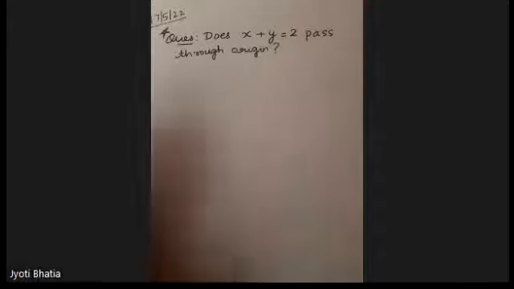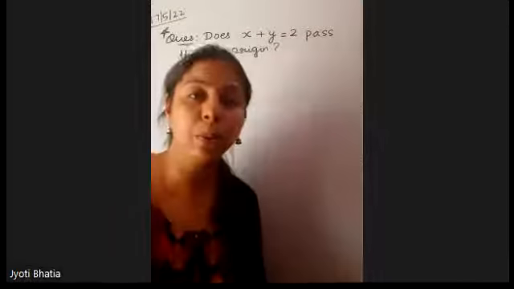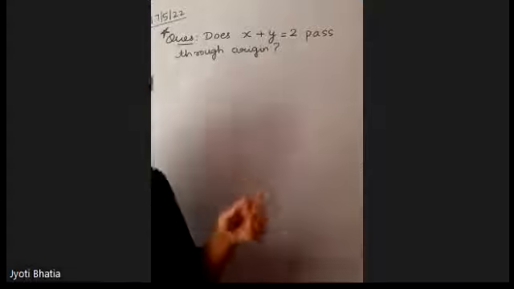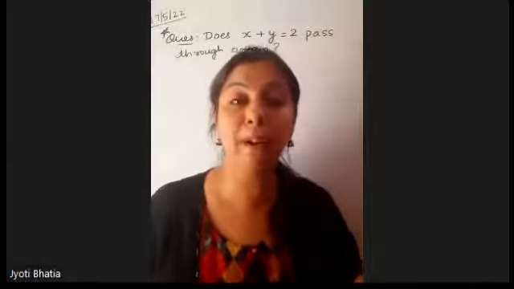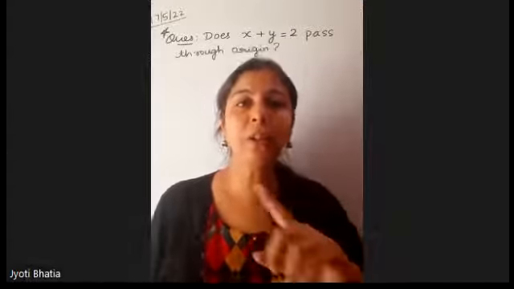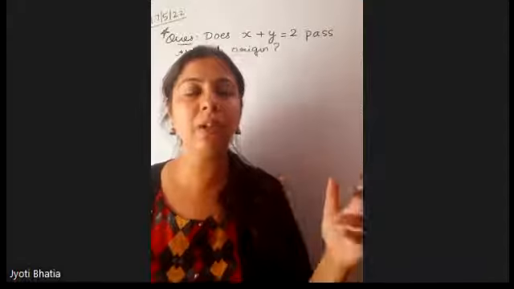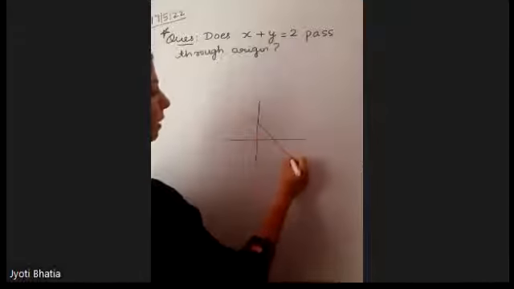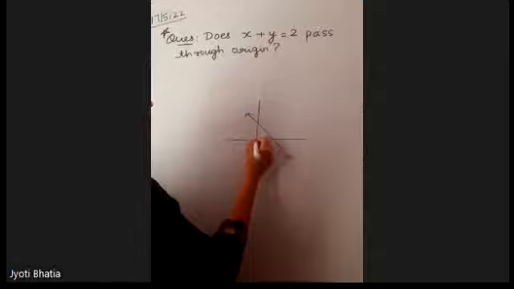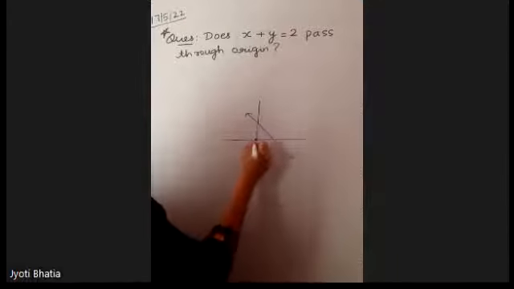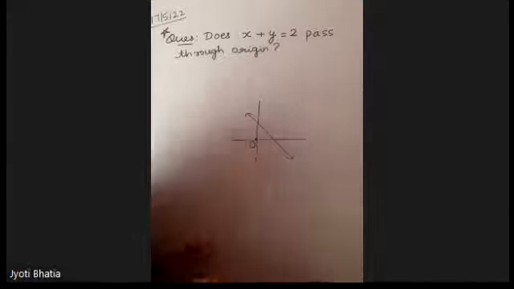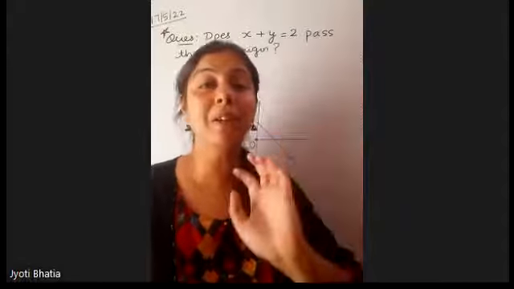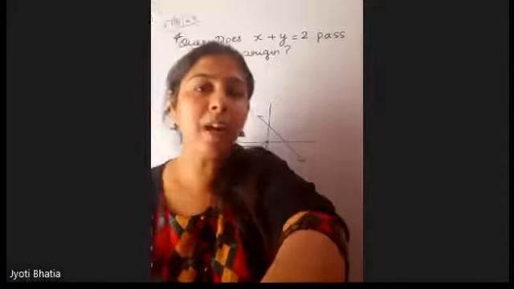Thus, x plus y equal to 2 pass through origin. Children, you remember we have done such kind of a question in the form of graph also. We first drew the graph of the equation and then we saw that whether it is passing through the origin or not. This line wasn't passing through origin, so we wrote it is not passing, right? But here in the question, nowhere it is mentioned that draw graph. We are not asked to draw graph.